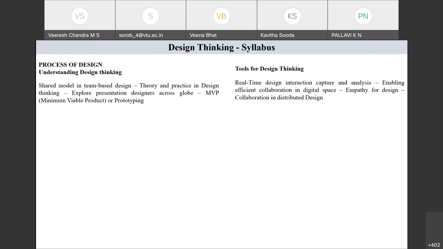I have just given you some examples by considering the first module. So the second module is tools for design thinking. We are speaking about design thinking from morning, right? So what are the tools for design thinking? We tell the students that design thinking is very important in their life.